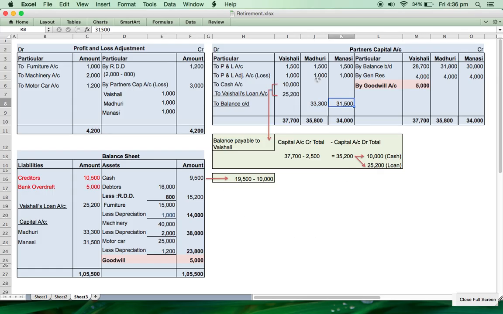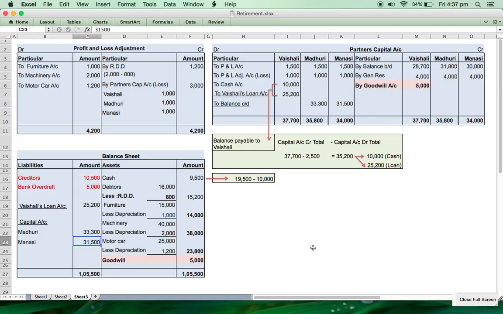Now from the partners capital account, we are going to transfer this loan amount and the closing balances of remaining partners to new balance sheet liability side. Here we are going to write it as Vaishali's loan account 25,200. This amount we are going to show over here. And capital account for Madhuri and Manasi 33,300 and 31,500.